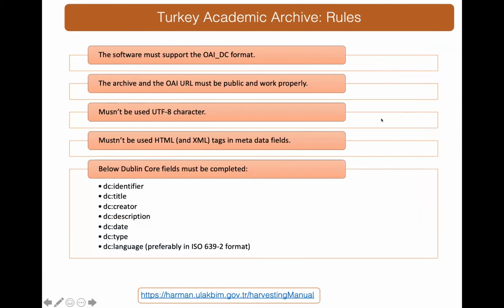They also have some rules about their harvesting system. If you meet their needs, they will harvest your system. Your software must support the OAI-PMH format, and your OAI URL must be public and work properly. You have to use the UTF-8 character set, and you must complete some Dublin Core fields, which you have seen in the slides.